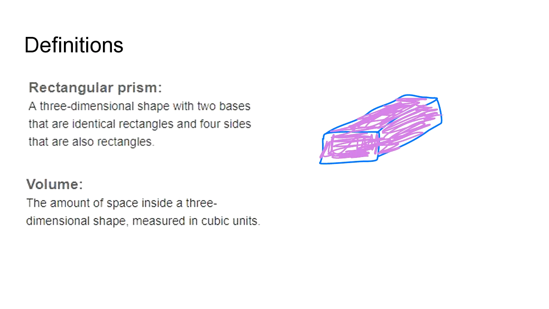And we measure that in cubic units. So if this rectangular prism was measured in inches, when we find the volume, it would be inches cubed. Okay, if it was feet, it would be feet cubed. If it was meters, it would be meters cubed. Another way of writing it would be inches cubed.